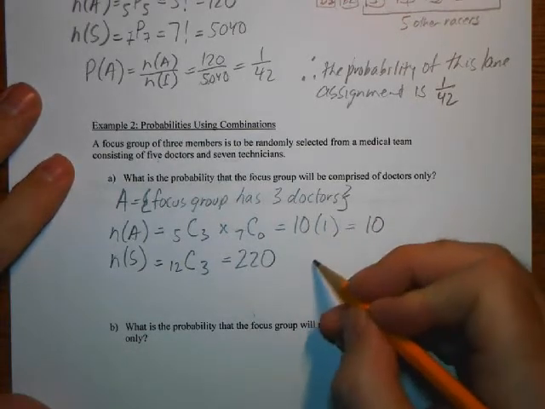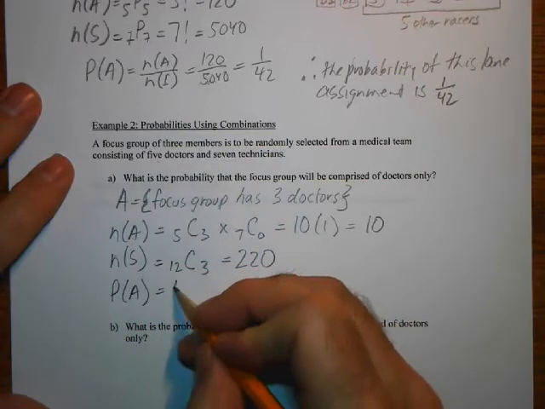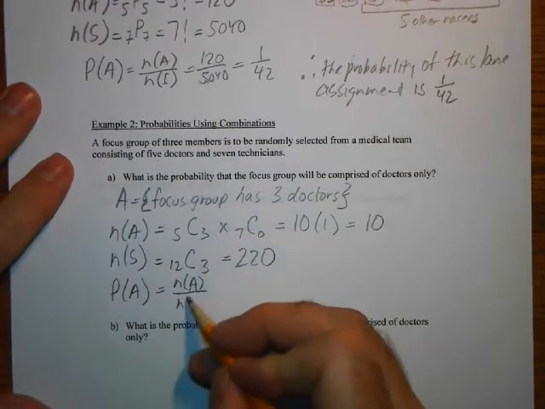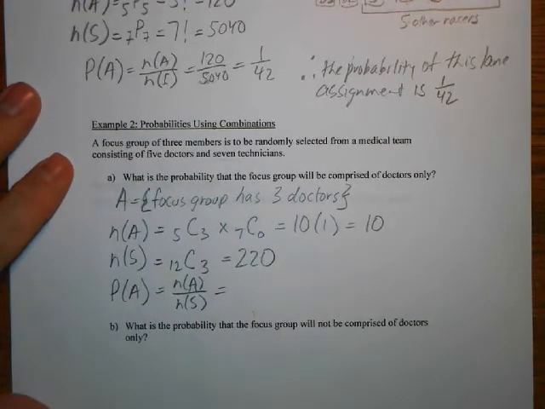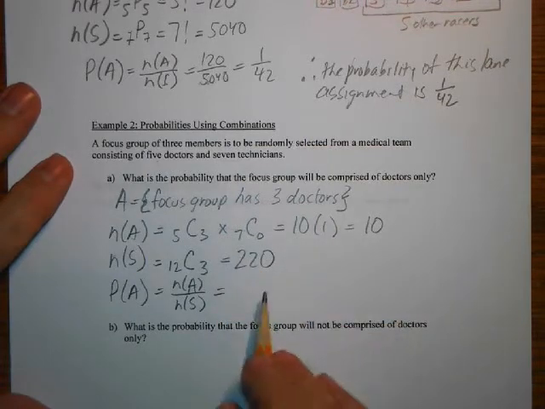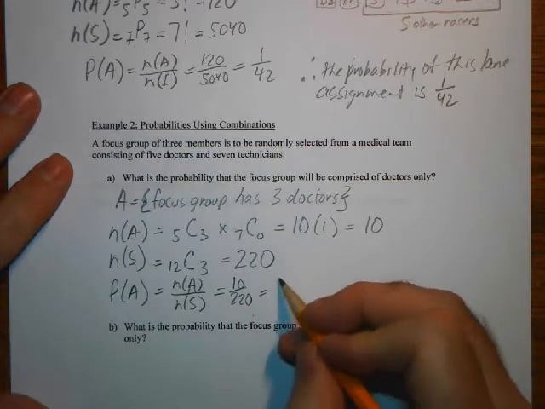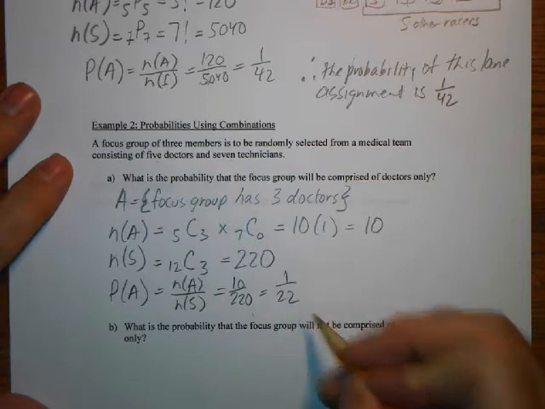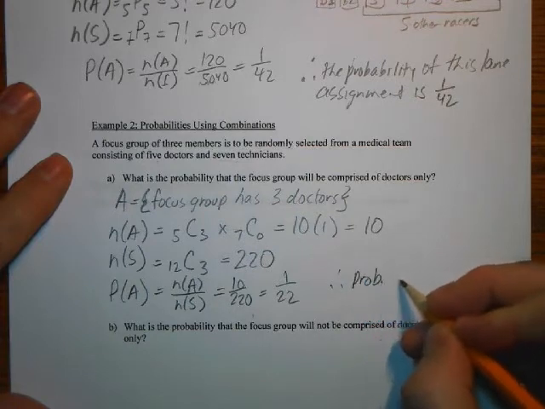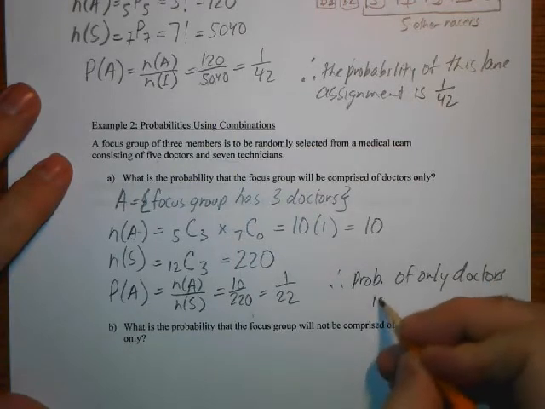So now when I do my probability of A happening, and you don't have to put this every time, but I'm trying to drill it in so you understand every time, it's the number of times A happens over the total possible ways the experiment could go. So in this case, it's going to be 10 over 220, which is equal to, if I divide by 10, 1 over 22. So the probability of only doctors chosen is 1 over 22.